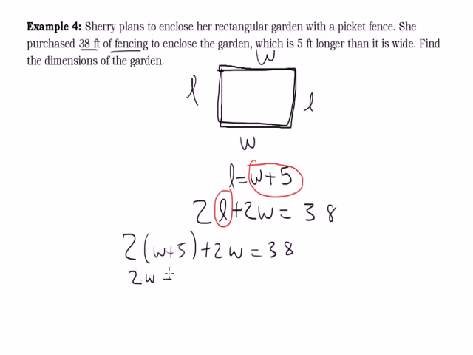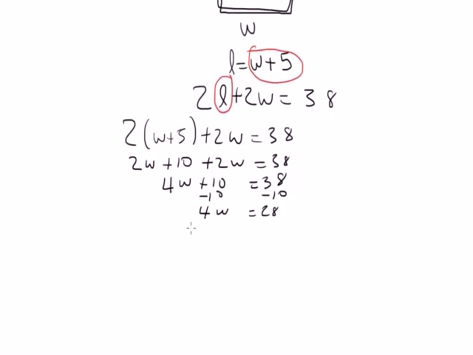Working this through, 2W plus 10 plus 2W equals 38. Combining the terms on the left, I'll have 4W plus 10 equals 38. Subtracting the 10 from both sides, I'll have 4W equals 28. Dividing both sides by 4, W should equal 7. So L then would be W plus 5, that is 7 plus 5, or 12. And rereading the problem real quickly, I should see the units are feet in both cases, and it looks like L is 5 feet more than W.